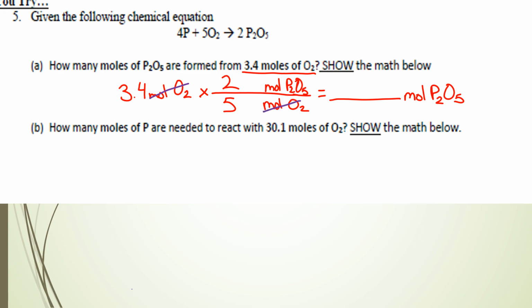All right, so what should our answer be? 1.4. Why not 1.36? Two sig figs. All right. Now, go ahead. I'm not going to set up B. I want you to go ahead, try to set it up on your own, see what you come up with.